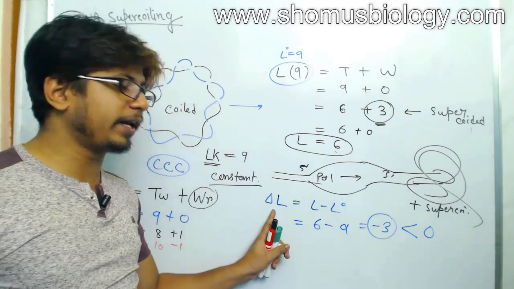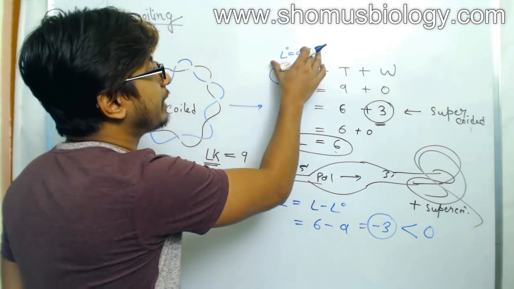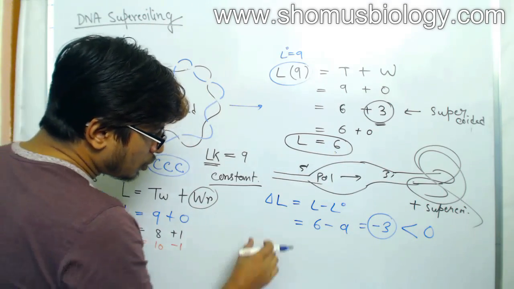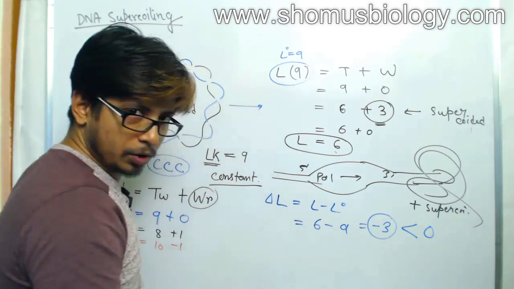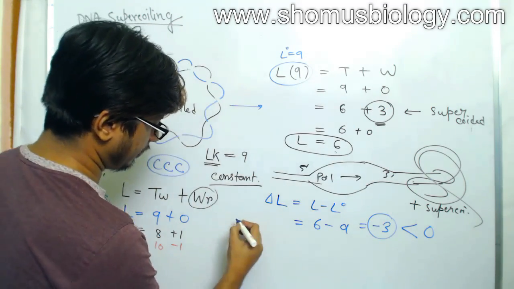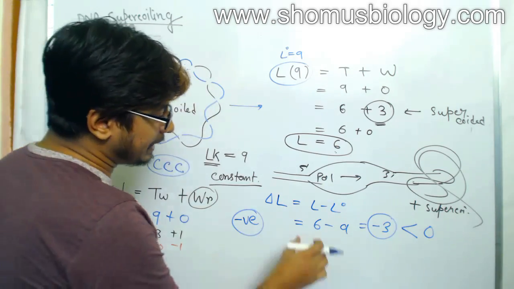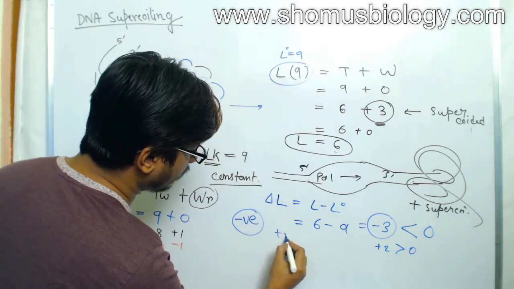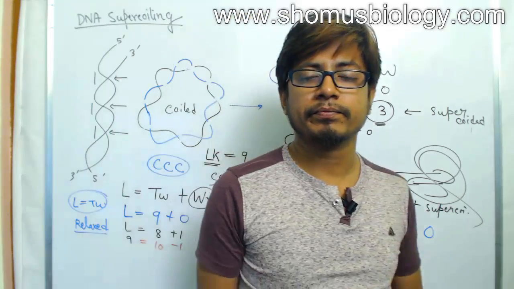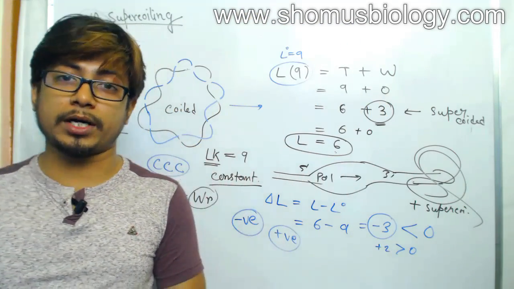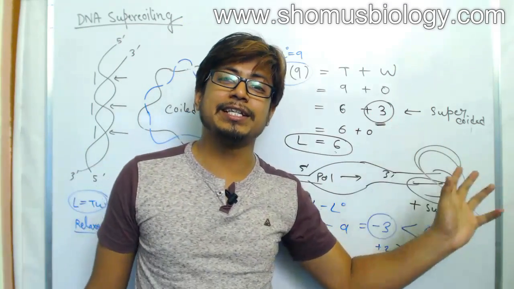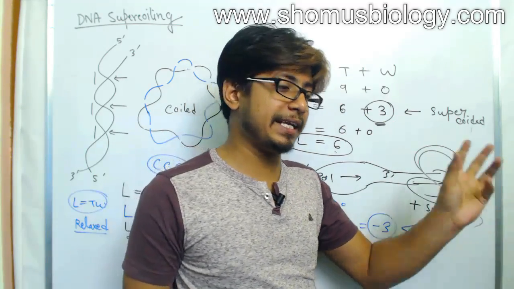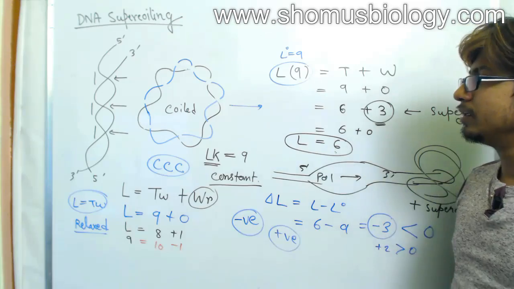This linking difference is the difference between the linking number at the relaxed state and the linking number during the physiological process. So if this delta L value is less than 0, we call that supercoiling negative supercoiling. If the delta L value is greater than 0, let's say plus 2 or whatever greater than 0, we call it positive supercoiling. Okay, so for a positive supercoil to occur, it will change the linking number, and a negative supercoil also changes the linking number, because we are introducing different proteins and enzymes to do that. That is the idea.